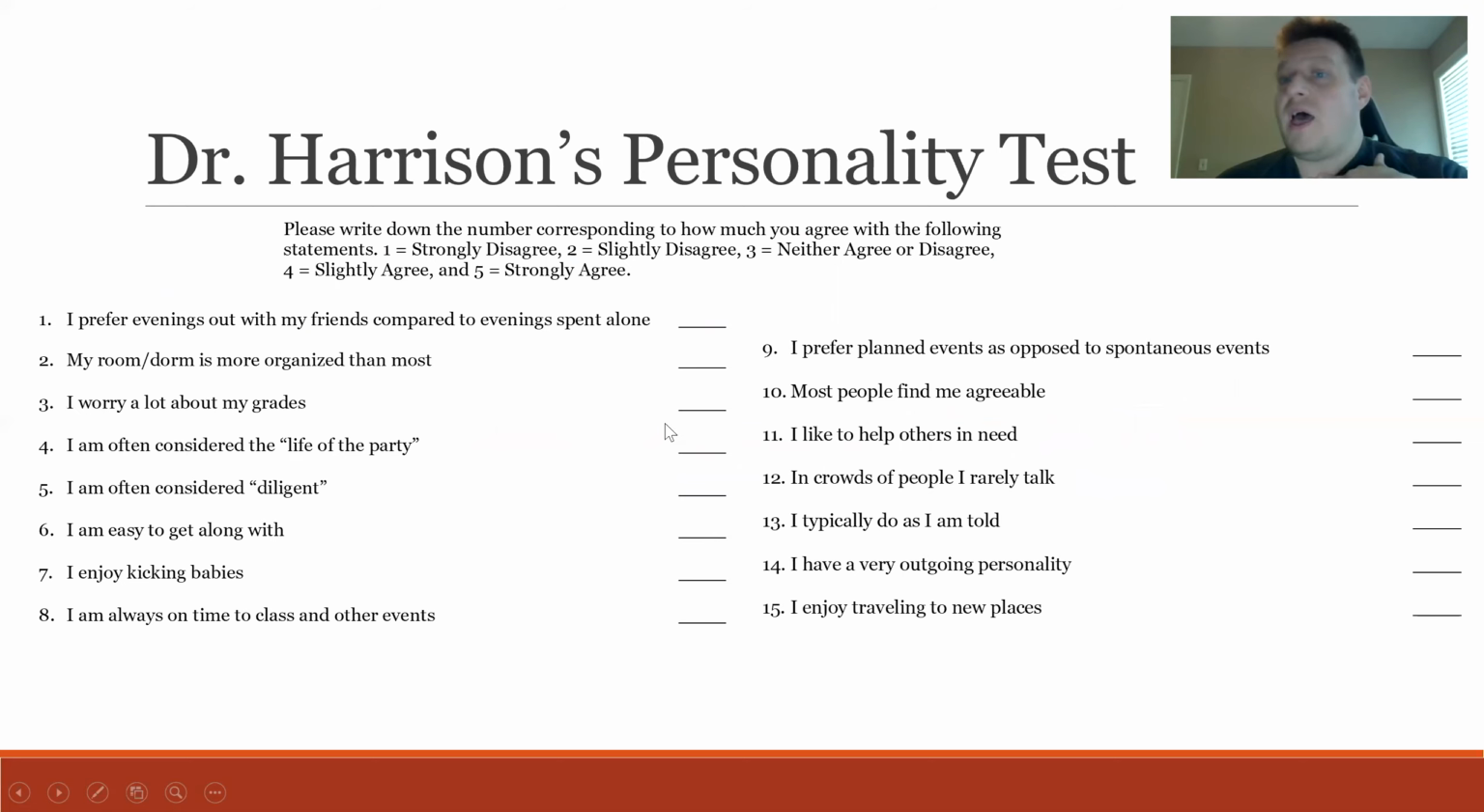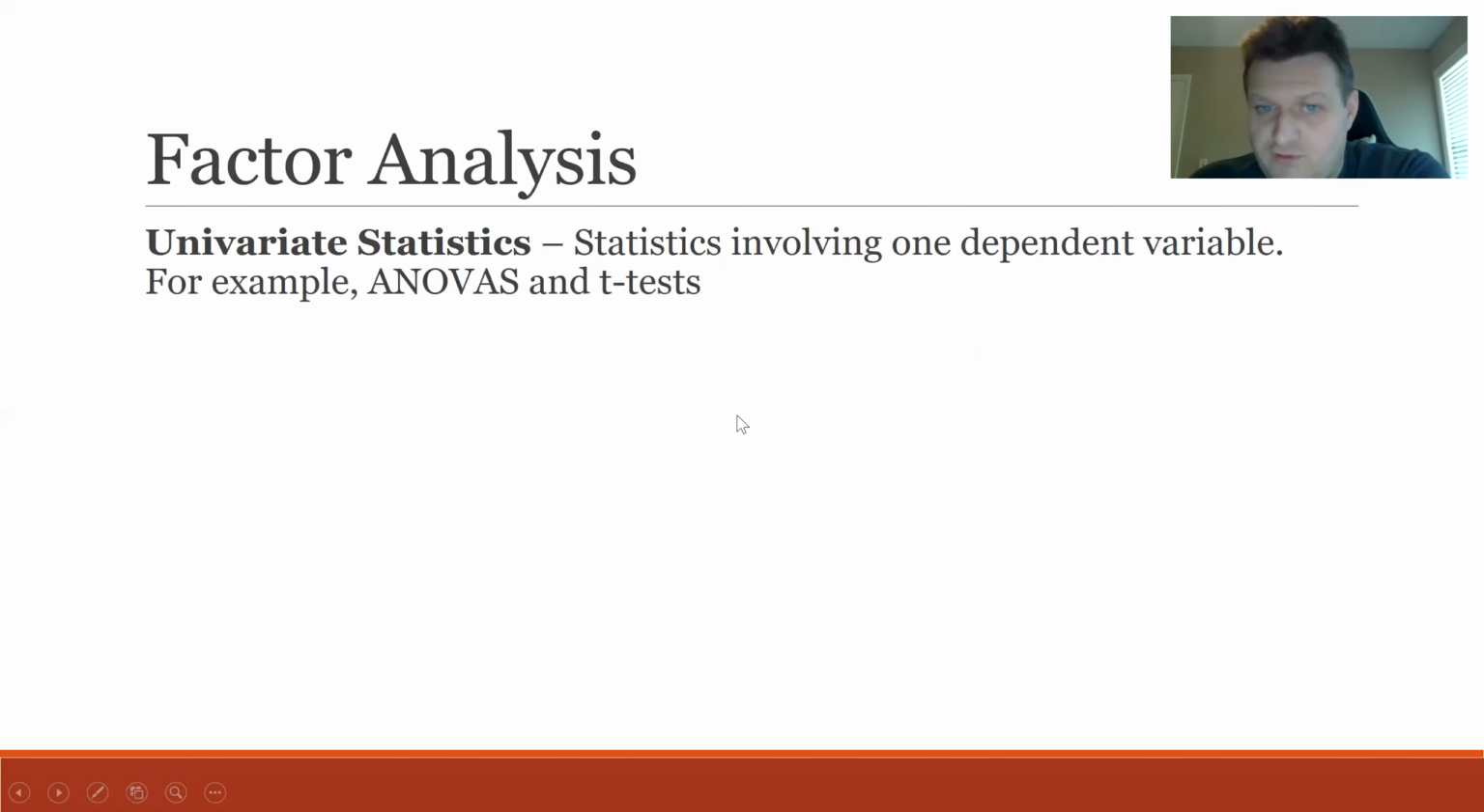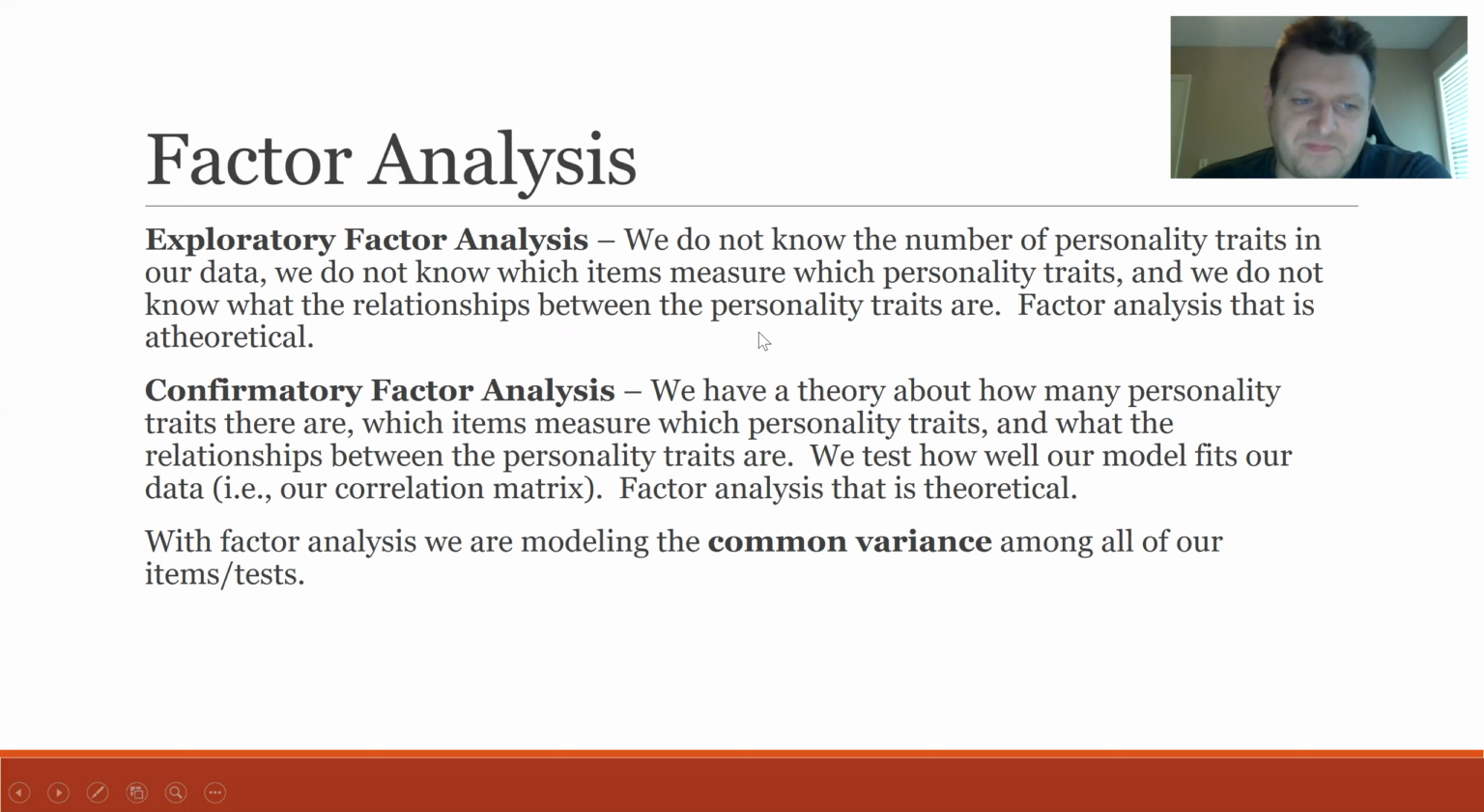Which is going to be a crap ton of correlations. It's going to be a massive amount of correlations, and this is only for a 15-item personality test. Think about if you had a 164-item personality test or a 256-item personality test. It's going to be a crap ton of correlation coefficients. But we need to look at all of those correlation coefficients.